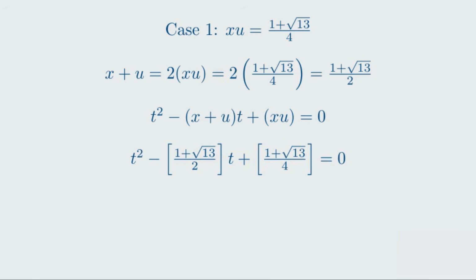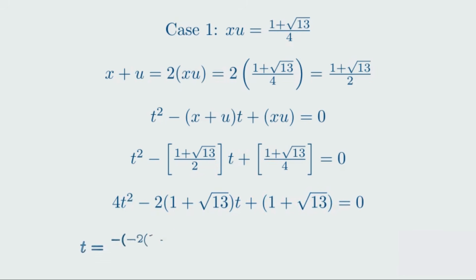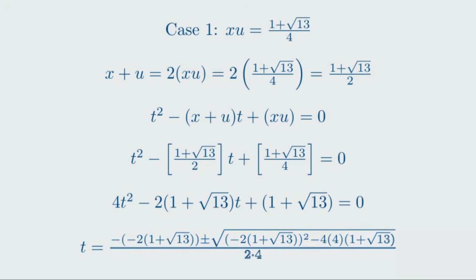To make this easier to work with, let's multiply the entire equation by 4 to clear the denominators. This gives us 4t squared minus 2 times the quantity 1 plus the square root of 13 times t plus 1 plus the square root of 13 equals 0. Let's solve for t using the quadratic formula. Here a is 4, b is negative 2 times 1 plus square root of 13, and c is 1 plus the square root of 13. The quadratic formula gives us t equals 2 times the quantity 1 plus the square root of 13 plus or minus the square root of the discriminant, all over 8.